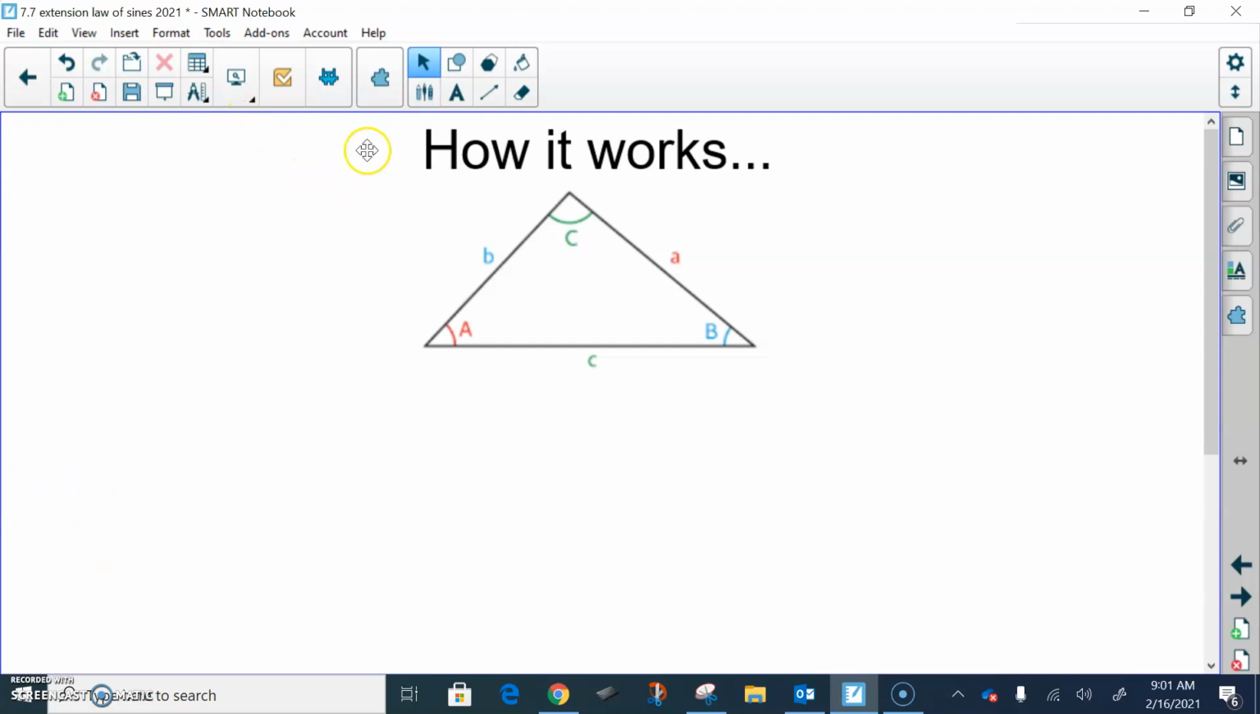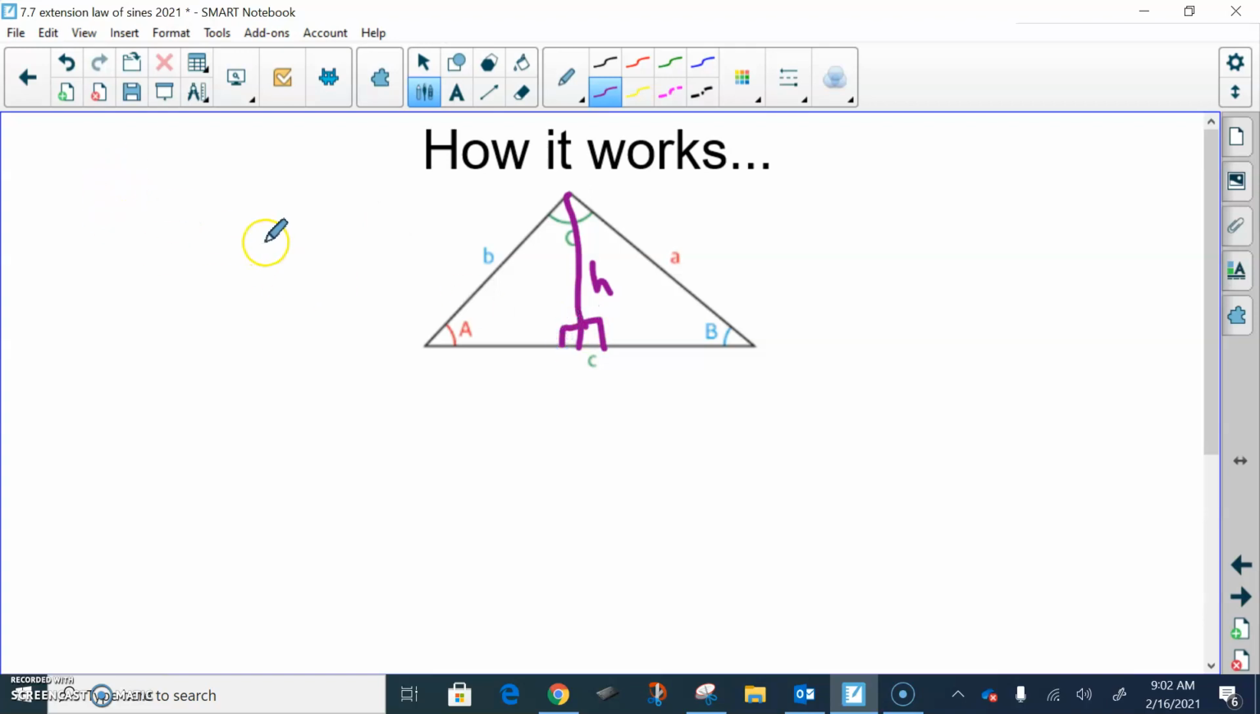So I have triangle ABC. First thing I'm going to do is drop the altitude. That's the height of the triangle from a vertex perpendicular to the other side, and I'm just going to call that H for height. Now I do have right triangles, so I'm going to use our good old SOHCAHTOA. In fact, I'm going to start with sine. Sine of angle A is opposite over hypotenuse, so that's H over B.